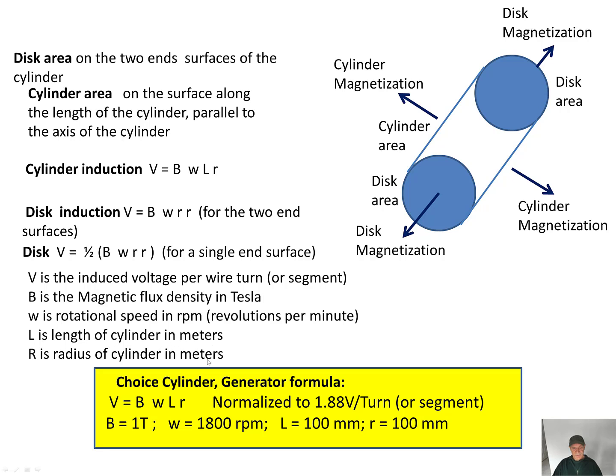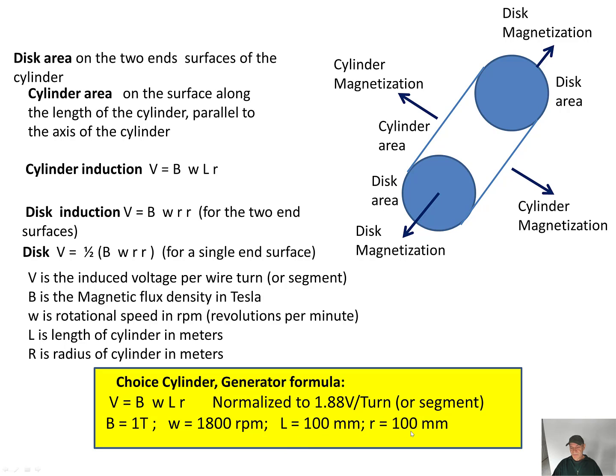So basically this cylinder surface here, this is the cylinder surface, this is the white, and this is the disc area, which is the circular surface in blue. So the choice that I've chosen is the cylinder, and the formula is V equals BWLR, normalized to 1.88 volts per turn or segment. That's at B equals 1 Tesla, W equals 1800 RPM, L equals 100 millimeter, R equals 100 millimeter.